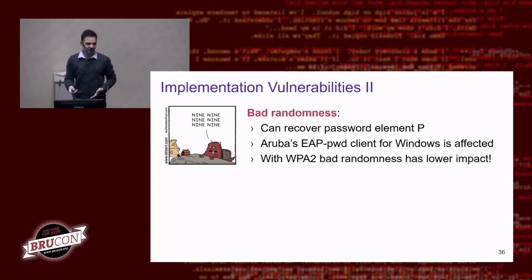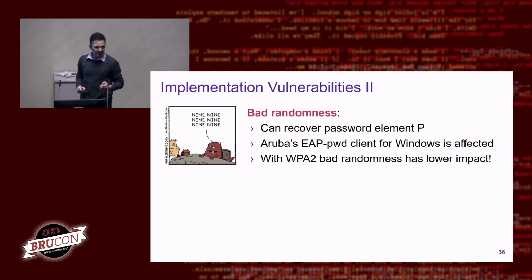You can just connect to the network. You basically know the password of the network. And this situation is in fact worse than WPA2, because if you use a bad source of randomness with WPA2, the impact is fairly minor. While with WPA3, if the implementation uses predictable random numbers, all bets are off, because you can recover P, and then you can, as an adversary, connect with the network.